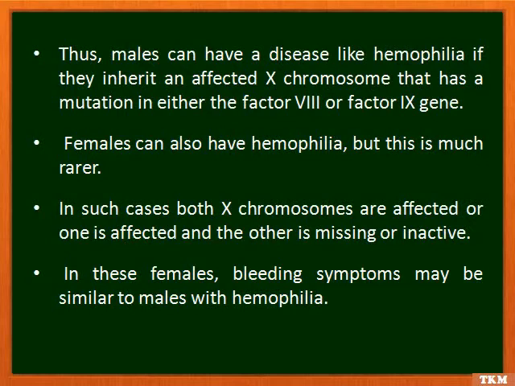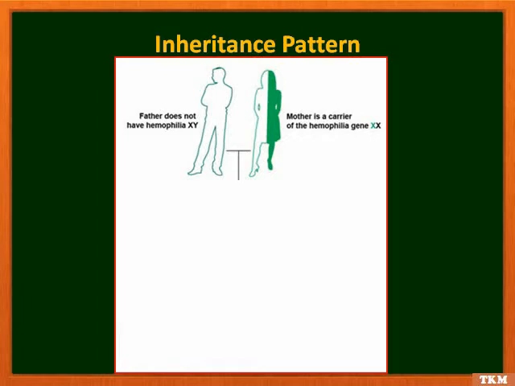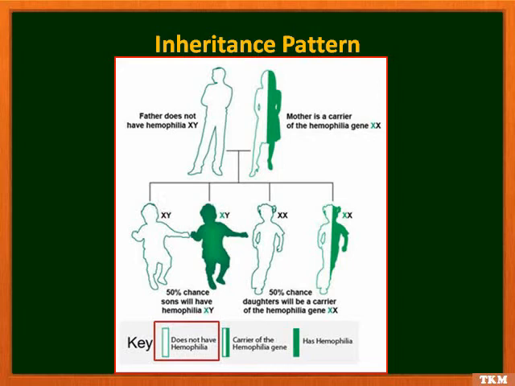So let's take this inheritance pattern where the father does not have hemophilia, but the mother is a carrier of the hemophilia gene. So what will happen? There is a 50% chance that the sons will have hemophilia, and 50% that the daughters will be a carrier of the hemophilia. So if you see, this son does not have hemophilia. This son has hemophilia. This daughter does not have hemophilia, and this daughter will be a carrier of hemophilia. So you can see, 50% chance the sons will have hemophilia and 50% chance the daughter will be a carrier of hemophilia.